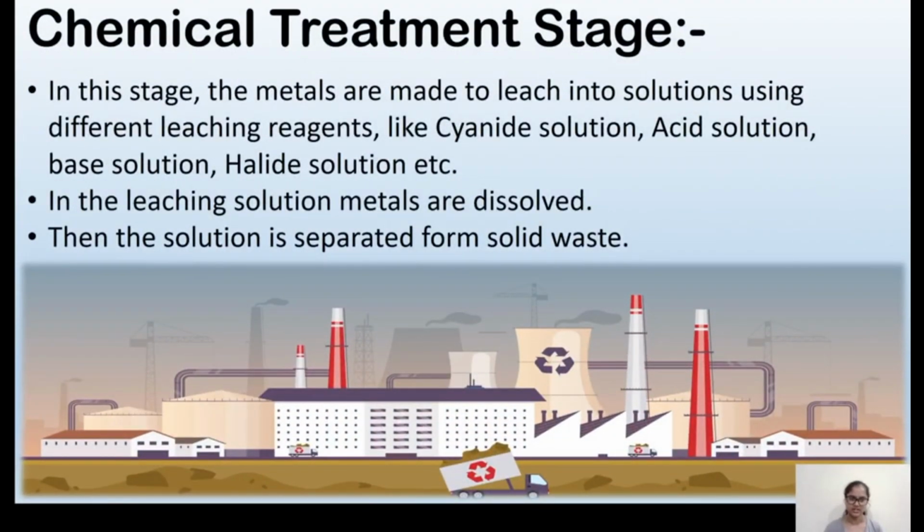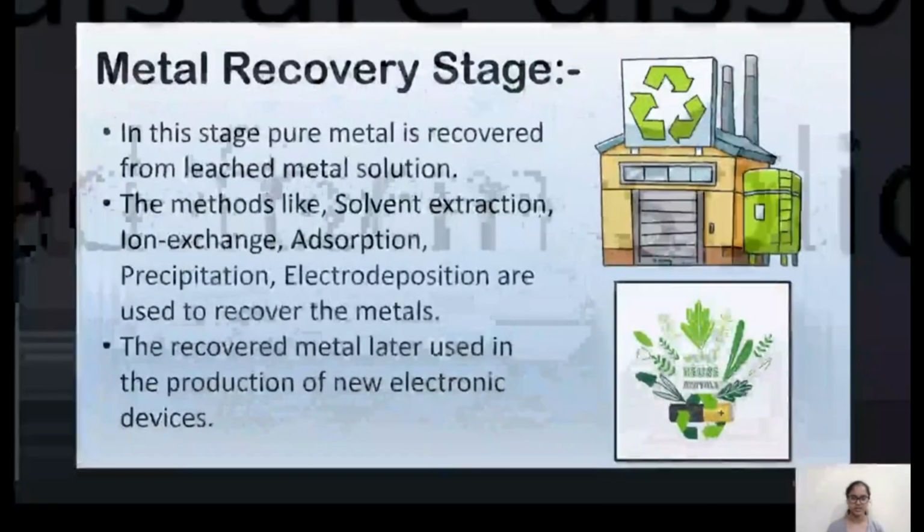Chemical treatment stage. In this stage, the metals are made to leach into solutions using different leaching reagents like cyanide solution, acid solution, base solution, halide solution, etc. In the leaching solution, metals are dissolved. Then the solution is separated from solid waste.